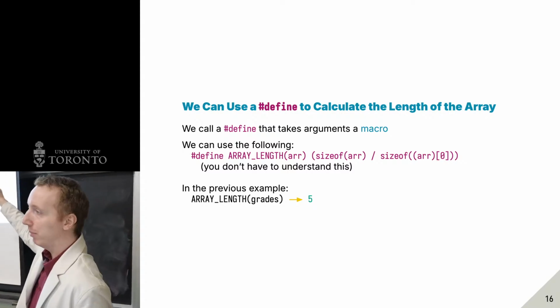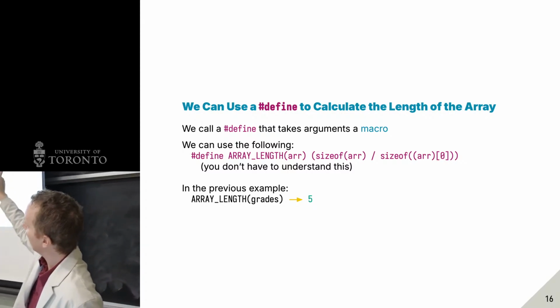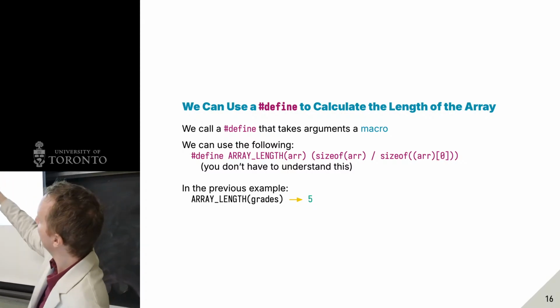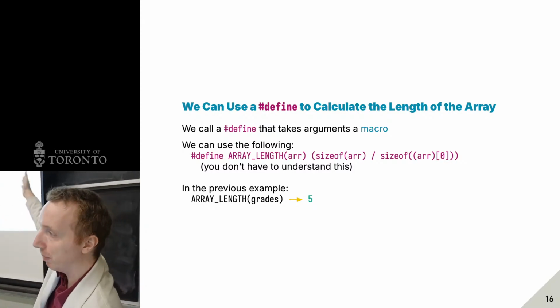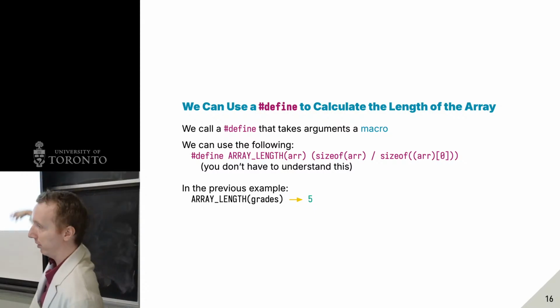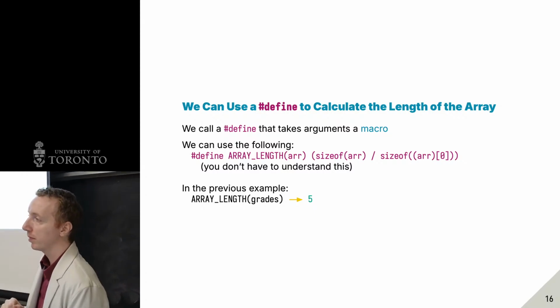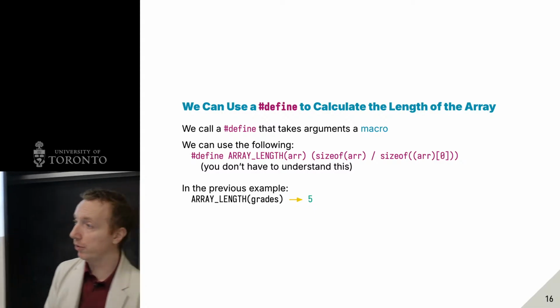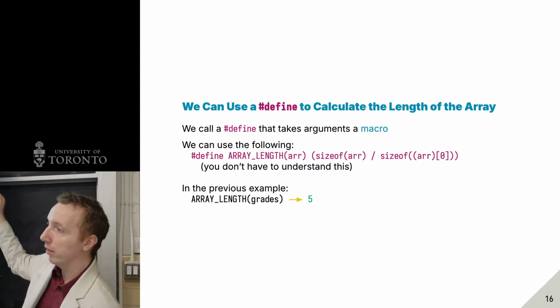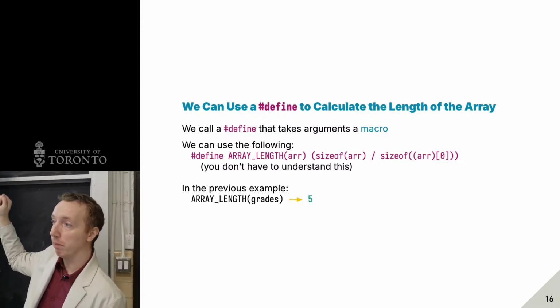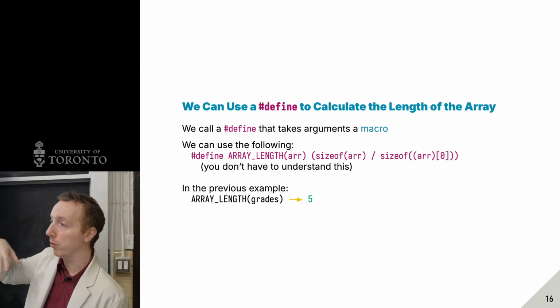It's a little more complicated. Each time it says array length and then you put something in brackets, it'll just replace that array length by the size of array divided by size of array at index 0. So a function will be compiled and actually run when you execute your program. This is just run while you're compiling, before your code actually compiles.